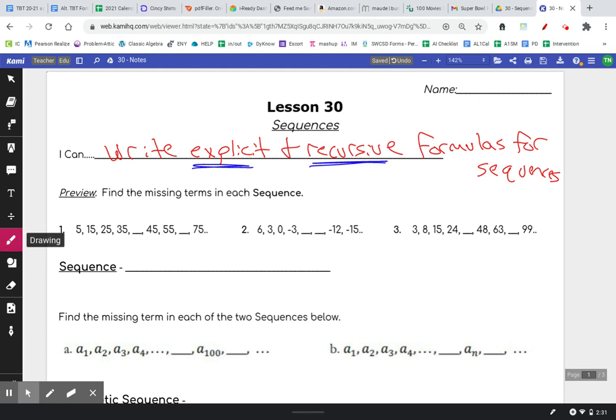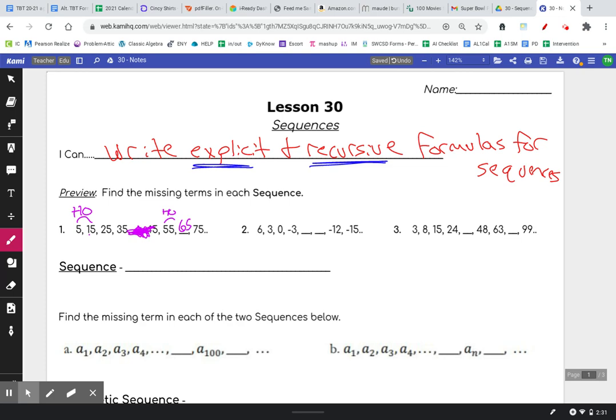The preview says find the missing terms in each sequence. So here we have 5, 15, 25, 35, 45, 55, blank, 75. I already noticed I made a mistake, so let's act like the other one is not there. We should be able to fill these in based on skills we already have, right? We can tell this is growing by 10. And if that's the case here, 55 plus 10 would be 65, because it's a plus 10 pattern.